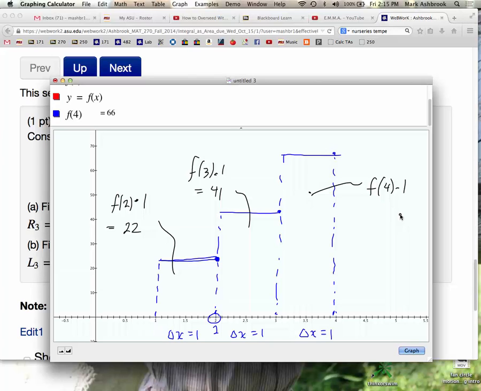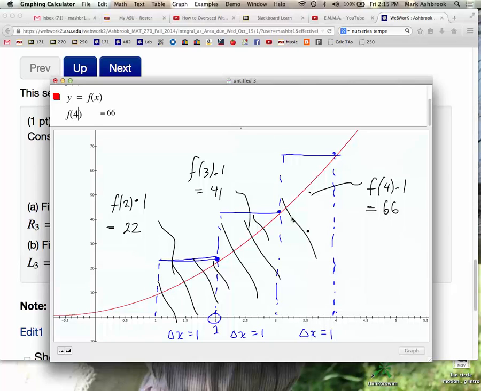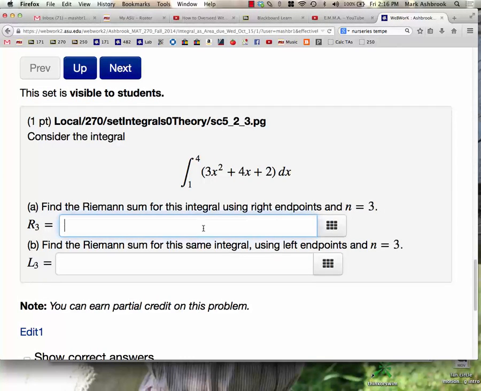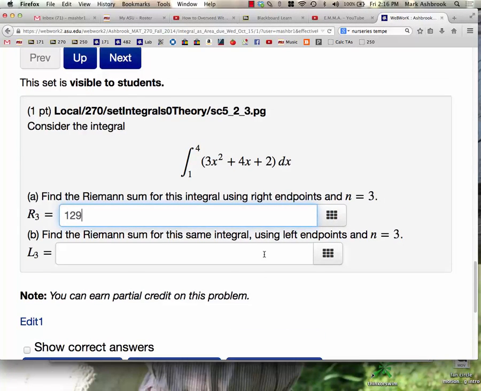So what is this Riemann sum? This was 66. So this Riemann sum trying to approximate the area between that red curve is going to be 22 plus 41 plus 66 equals 129. Did I do it right? I'm not good at math. Hold on, let's see. Okay, here we go. 129.